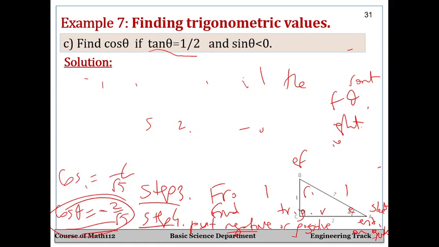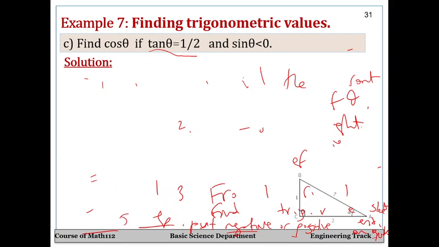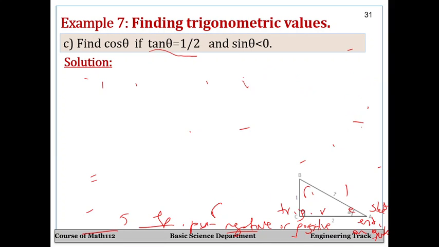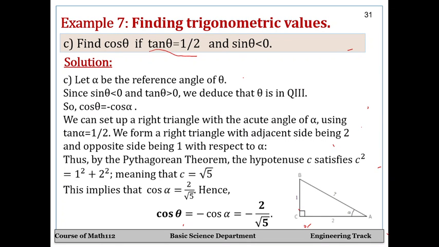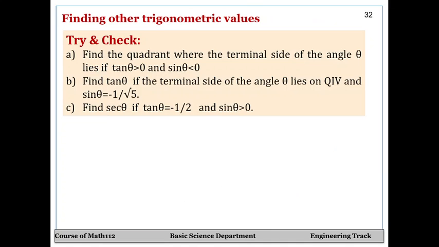So the proper way is to start with theta, find its quadrant, and then set up its relation to the reference angle. Then set up the triangle for the reference angle, find the trigonometric value for the reference angle, and then, depending on the quadrant, put plus or negative for theta. Okay, now let's look at these problems here.